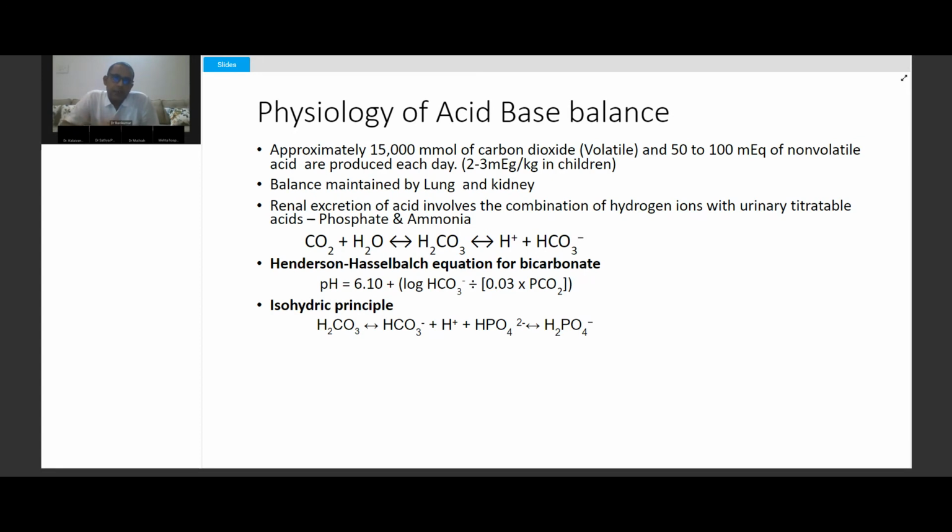That is explained in the isohydric principle, where it is not just your carbonic acid and bicarbonate, even your phosphates and albumins are also being balanced by the hydrogen ions. So with this thought process, we had to go forward. Then came the thought process by Stewart, who talked about the strong ion difference.